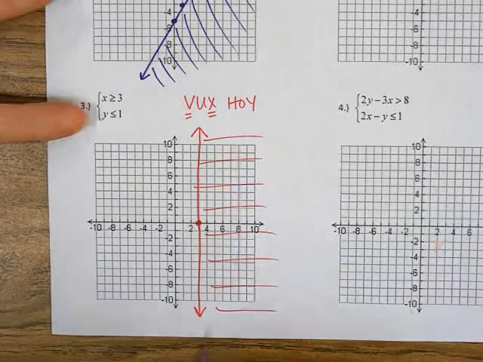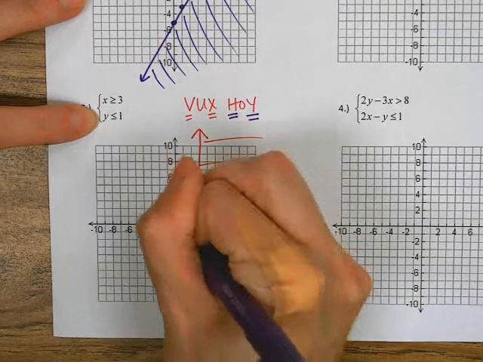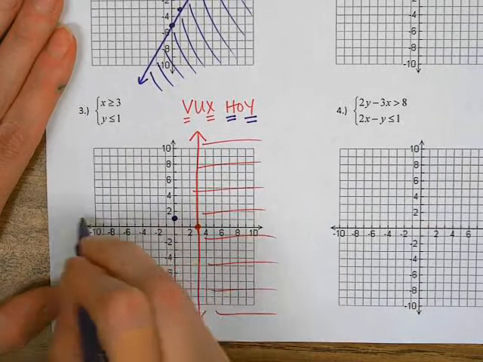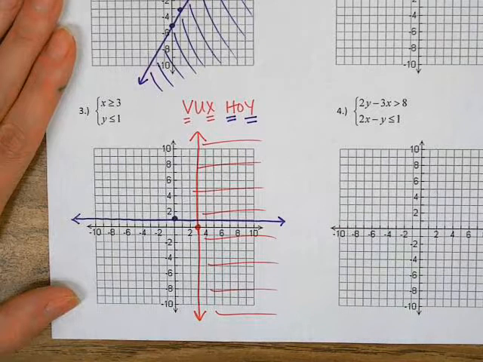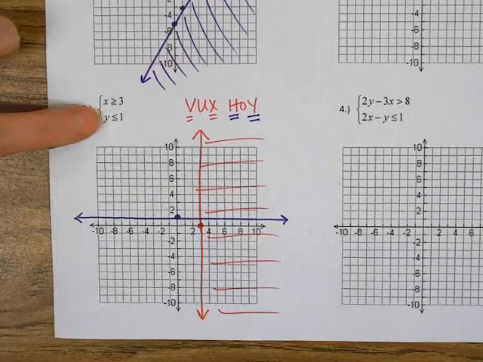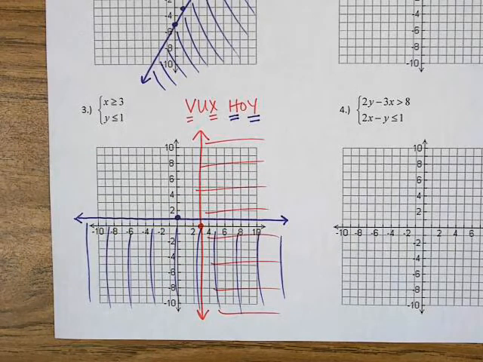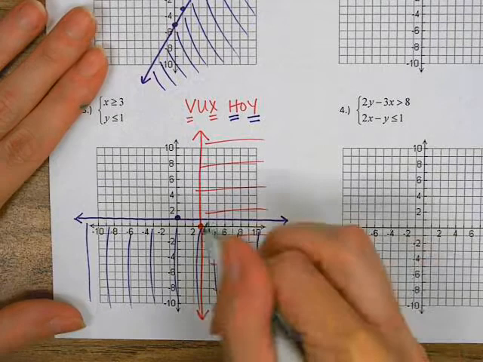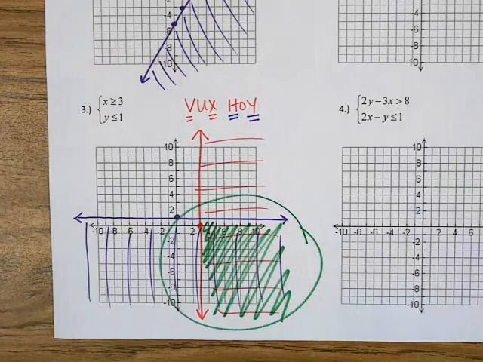All right, now this one, if it's y, it's horizontal. So we make a dot at y equals 1. And then we're going to make a horizontal line, and less than y equals 1 means below. All right, find the overlap. What section do we have both red and purple? And it is this section right here, or you could just circle it. That's the final answer. It's the overlap.